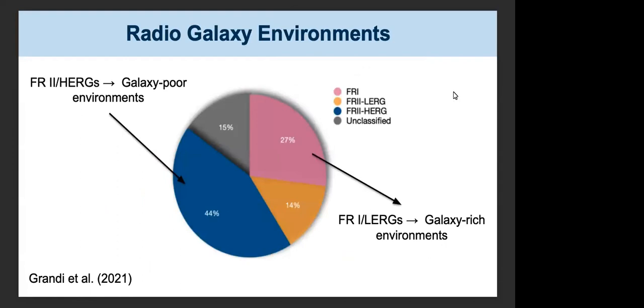So that led to the typical view that we had for powerful radio sources, where sources with FR2 radio morphology, so edge-brightened, would have highly efficiently accreting cores, and therefore they would inhabit galaxy-poor environments, while low excitation radio sources would have FR1 type morphologies, so very disrupted, and would inhabit galaxy-rich environments.